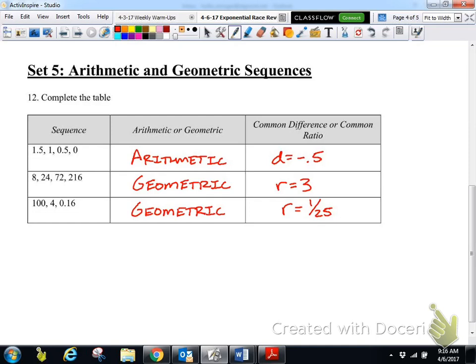The first term is just subtracting 0.5 each time, so it's arithmetic, and our D, our common difference, is negative 0.5. Our second sequence, we multiply by 3 each time, so it's geometric, and our R equals 3. And then the last term is a little difficult, but we're multiplying by 1/25th, so it's geometric, and the R equals 1/25.